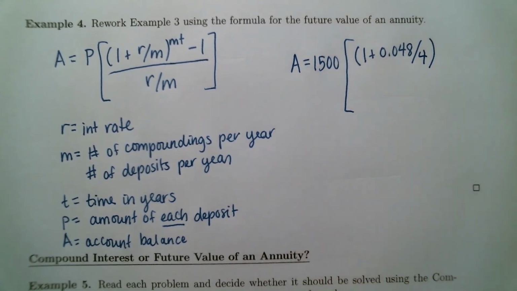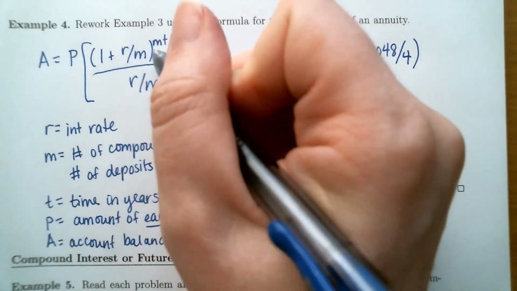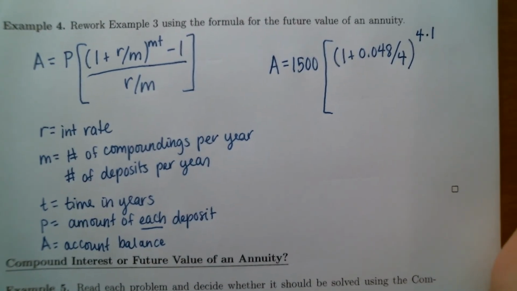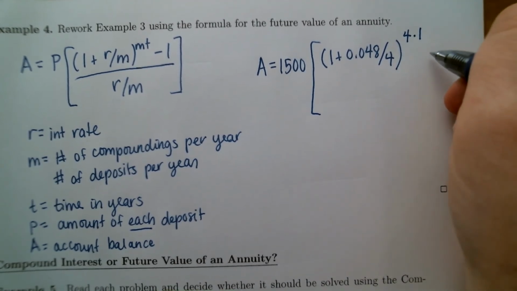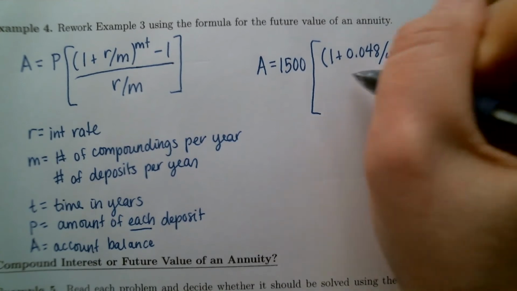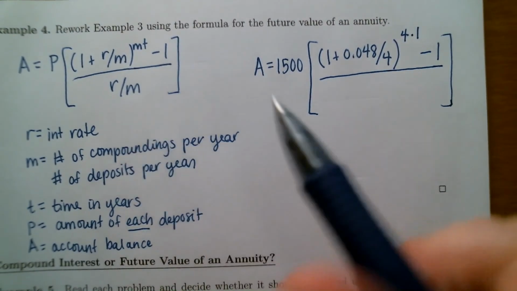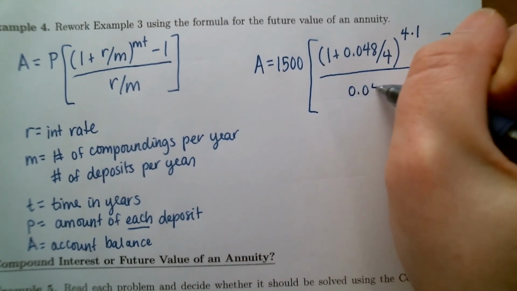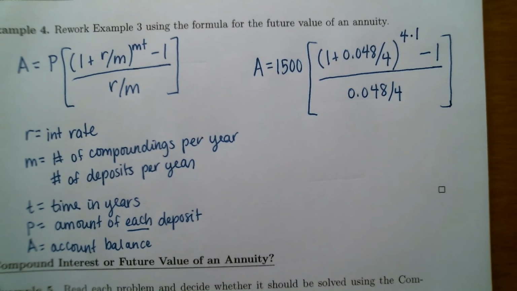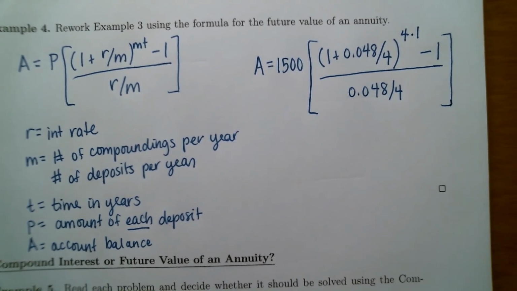So that's 4 times a year. So M is 4. So the exponent's going to be 4 times T. We saved money for 1 year, so that was the T value. Outside of this, now you need to subtract 1 in the numerator. I'm just following the formula. Now in the denominator, you're going to have the R value divided by the M value. So that's how you would set this problem up. Now we're just going to plug and chug this into the calculator.